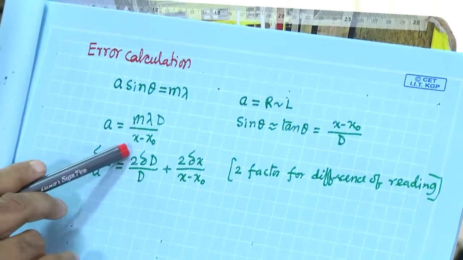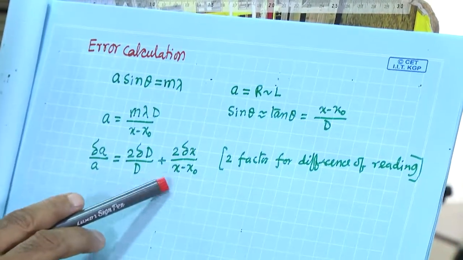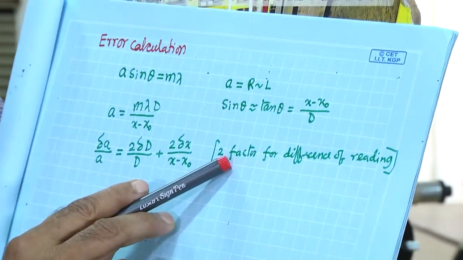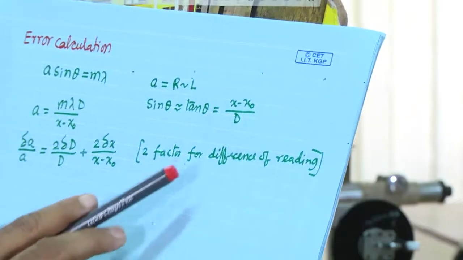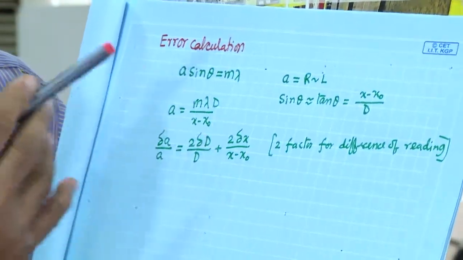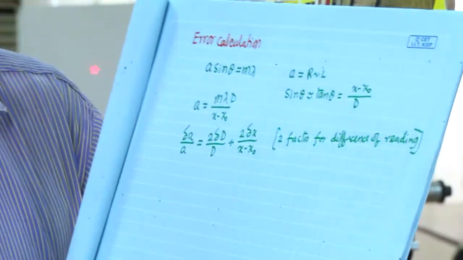So, basically this is 2 del d by d plus 2 del x by x minus x 0. This factor 2 we have written because of the difference of the readings. Both d and this x are the difference of two readings. That is why this factor 2 has come.